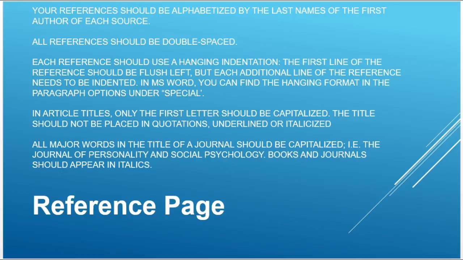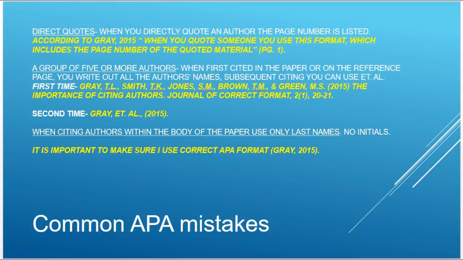And I'm going to go over just a couple more with you real quick, and then we can finish this up. When you're giving a direct quote, when you directly quote an author, the page number is listed. So here's just an example for you. According to Gray, 2015, and in quotes, I'm placing the quoted material. When you quote someone, you use this format, which includes the page number of the quoted material. And then at the end of that quote, in parentheses, is the page number of that quote.